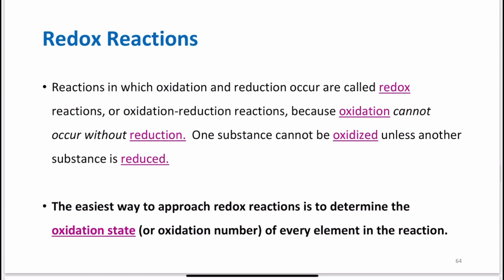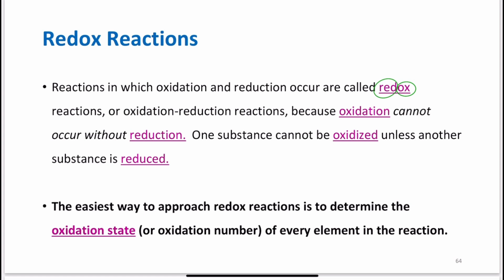Why do we care? Because again, we want to look at redox reactions. A redox reaction is a reaction in which oxidation and reduction occur. And if one occurs, the other has to occur as well. They can't happen without the other happening. They are linked to each other. Conservation of mass. We cannot create nor destroy things. If one species is gaining electrons, they had to come from a different species. If one species is losing electrons, they had to come from somewhere. So reactions in which oxidation and reduction occur are called redox reactions. Redox for reduction and oxidation, or oxidation reduction reactions. Because again, oxidation cannot occur without reduction. One substance cannot be oxidized unless another substance is reduced.